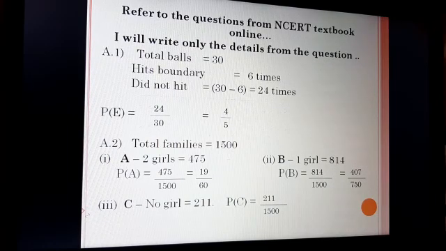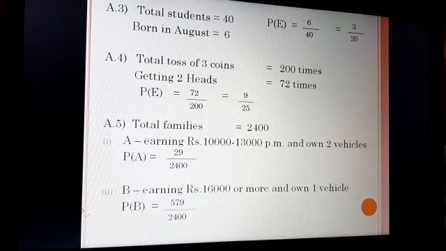Next is question number 3. It was given in the 14th lesson; you have to see the example and get the details. From that I have taken the details. There were 40 students in total, and out of them the students born in August were 6. So the probability of the event became 6 upon 40. After reducing, it becomes 3 upon 20. You have to reduce wherever it is possible.